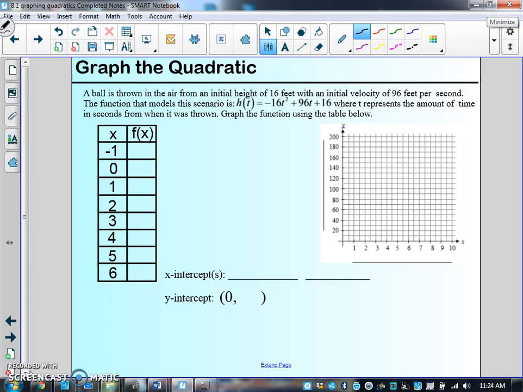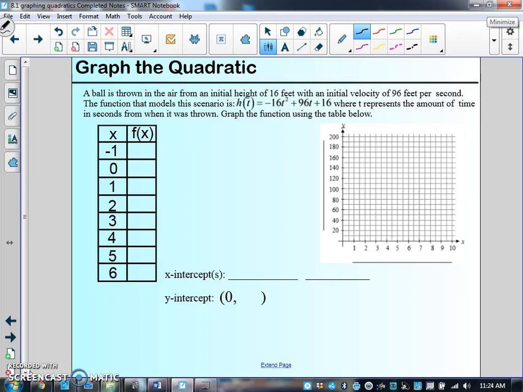So, for example, anytime you throw a ball, the quadratic equation is going to model its path in flight, ignoring factors like wind and air resistance. So, ignoring those, we're going to go ahead and look at the scenario here. A ball is thrown in the air from an initial height of 16 feet with an initial velocity of 96 feet per second. That initial velocity is its upward motion.